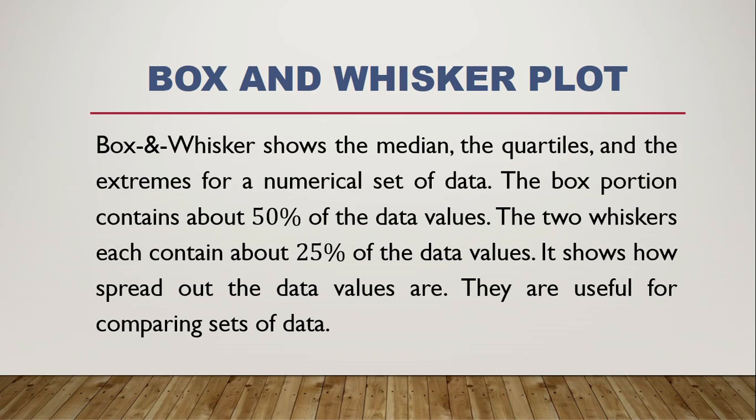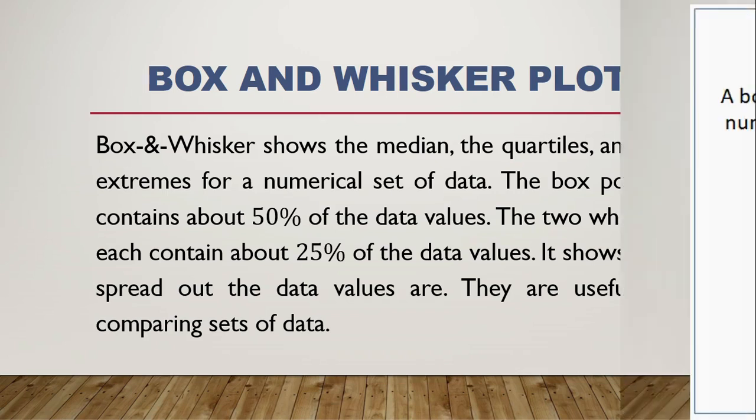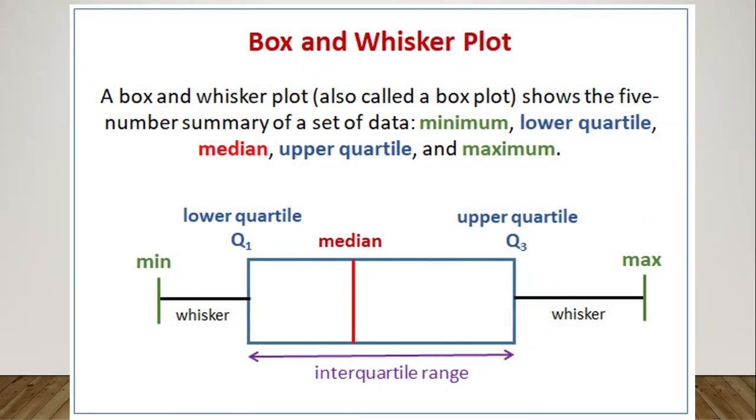Actually, class, a box and whisker plot could be under measures of variation, but I am presenting it to you under relative position because we will be dealing with quartiles. Okay, so we have here the box and whisker plot. Again, it shows the 5-number summary of a set of data. We have the minimum value, the lower quartile, the median, the upper quartile, Q sub 3, and then the maximum.